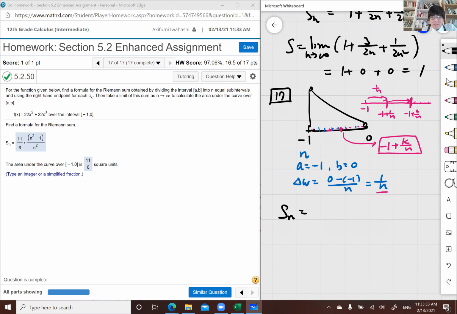So now find the rectangles. Each rectangle has a horizontal width of 1 over n. You have n rectangles, k is 1 through n. And each rectangle has a height of the f values at these numbers. So it's f of -1 plus k over n.